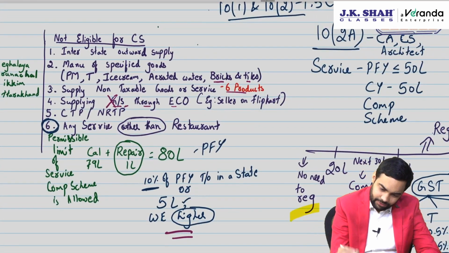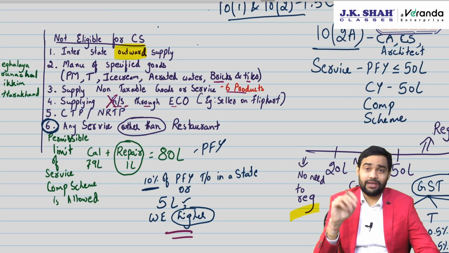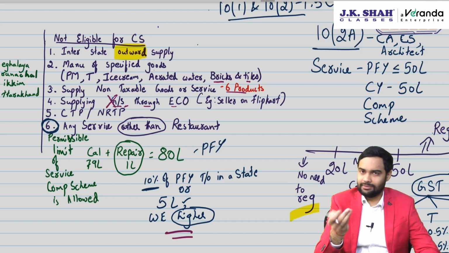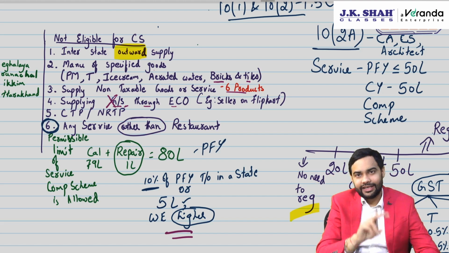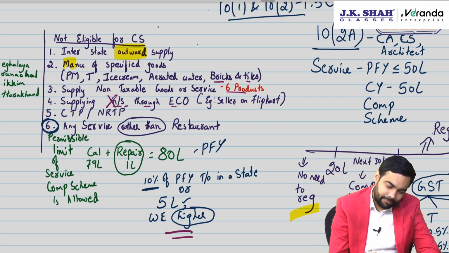First, if a person is making an interstate outward supply, remember interstate purchases are no problem, but if he is making an interstate outward supply, then in that case he cannot avail the composition scheme. It could be an interstate outward supply of goods or services. Second, manufacturer of specified products.